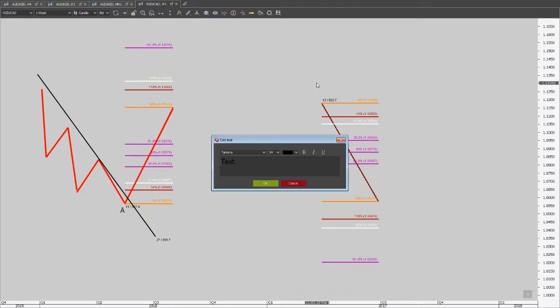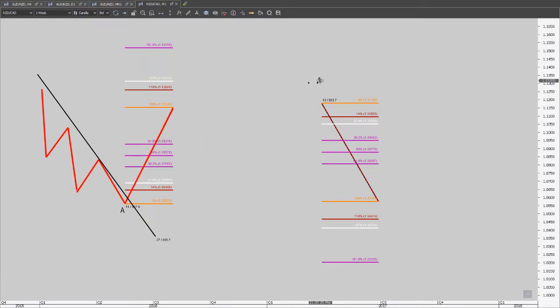Now, what is the A on the downtrend? It's all the same, just in the opposite direction. The A is the starting point of the downtrend.